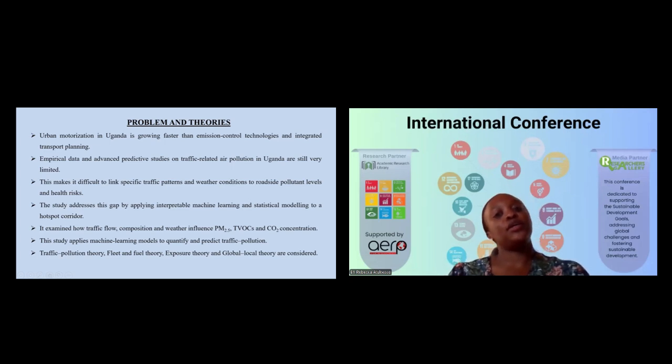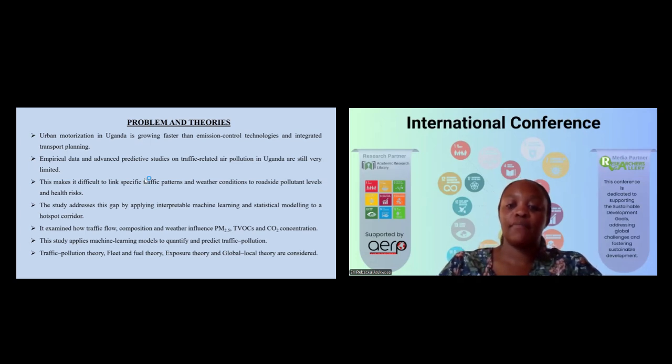Urban motorization in Uganda is growing fast, with limited emission control technologies being put up. There is limited empirical research on traffic-related air pollution, and only a few studies apply advanced modeling techniques to quantify and predict emission patterns. This scarcity in detailed modeling has reduced Uganda's ability to link traffic characteristics directly to urban air quality trends. This affects effective emission management and health risk mitigation in fast-growing urban cities.